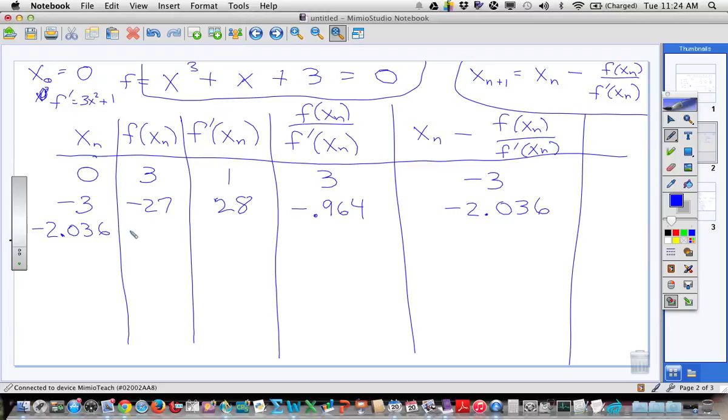Anybody? Negative 7.472. Okay, before we go too far, is somebody agreeing with that? Negative 7, it sounds reasonable. Negative 7.472. Okay. All right, now we want to take this original number, negative 2.036, and we want f prime of that number, right? So we want to plug that into 3x squared plus 1.